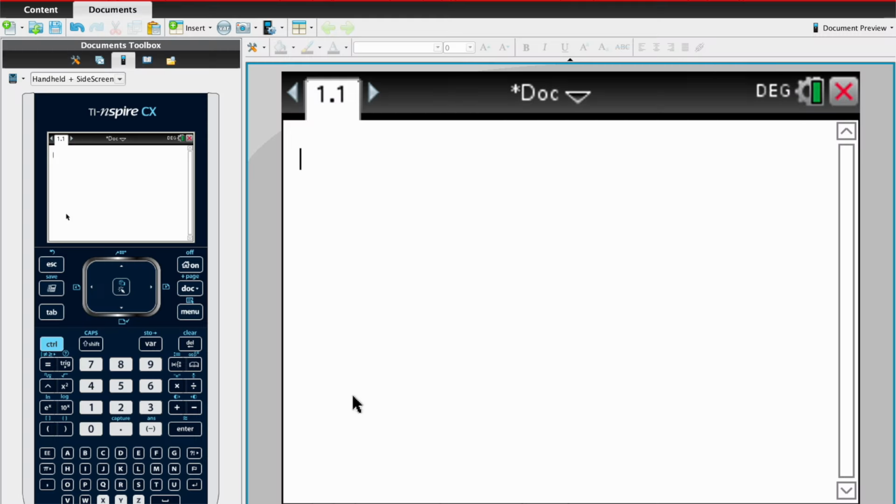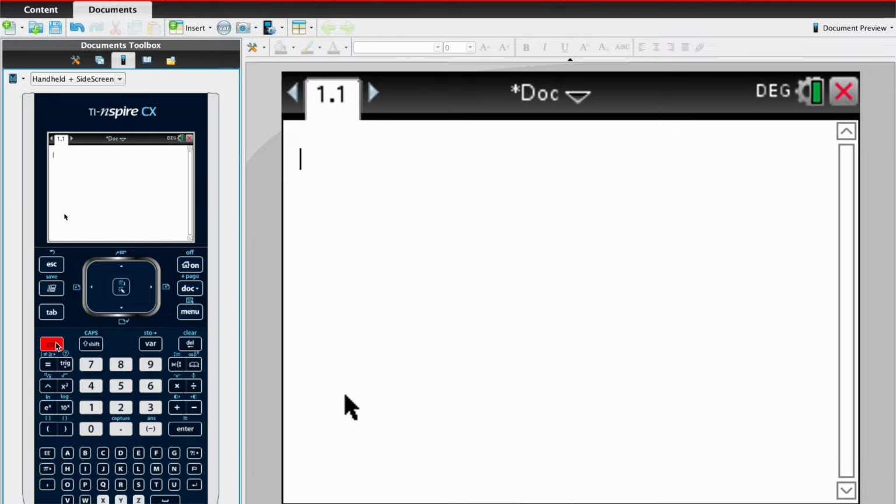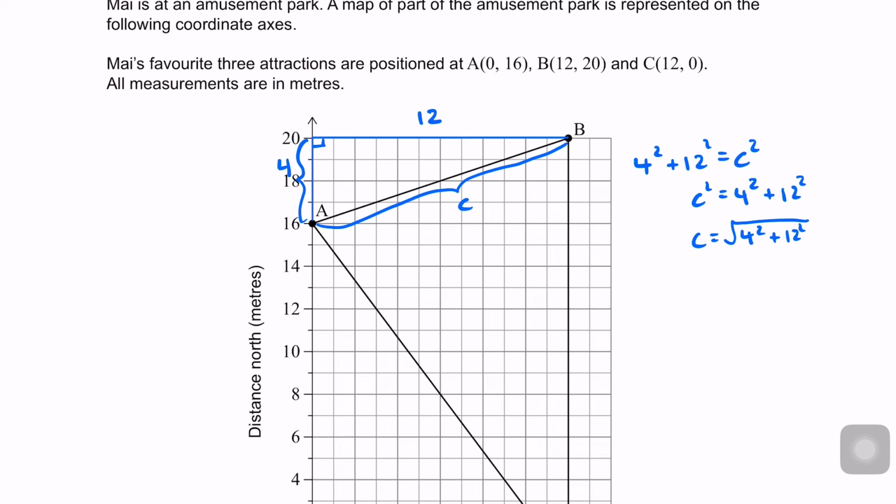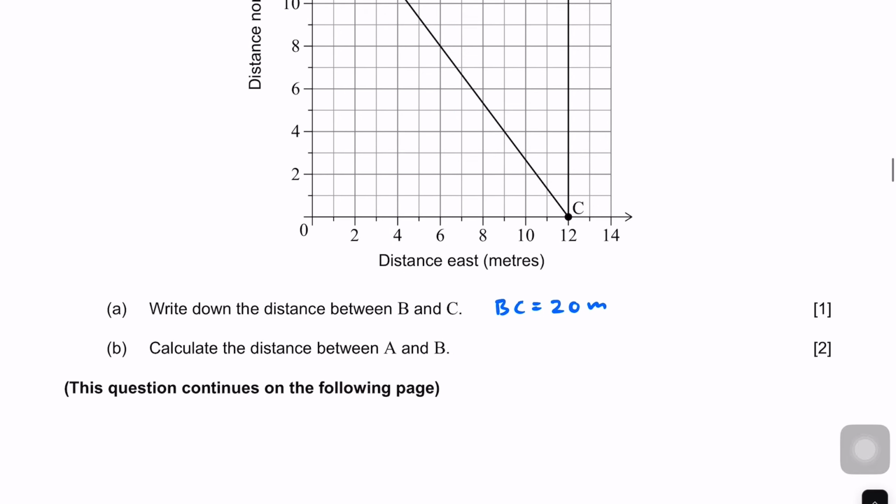Here we are. Going to write this as a square root, and let's write 4 squared plus 12 squared. The answer is 12.649. To 3 sig figs, that would be 12.6. Alright, so I'm going to head back to the document here. And c is equal to 12.6 to 3 sig figs.